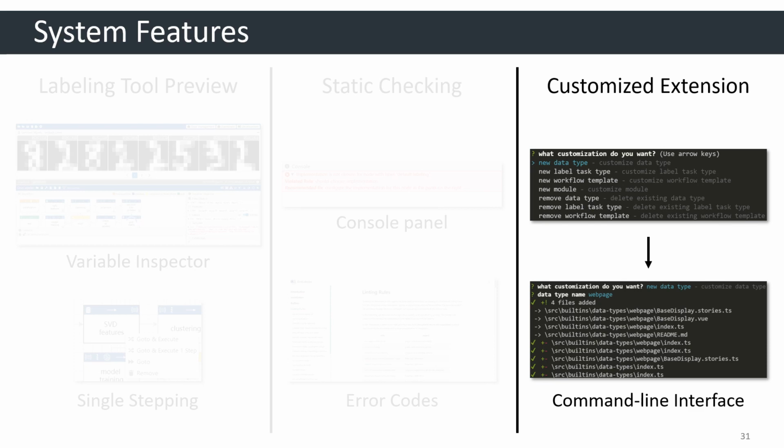OneLabeler also supports customization to enable developers to extend OneLabeler's representation ability. The customization requires coding in JavaScript. To scaffold customization, OneLabeler's command line interface enables the developer to start with template code files instead of starting from scratch.